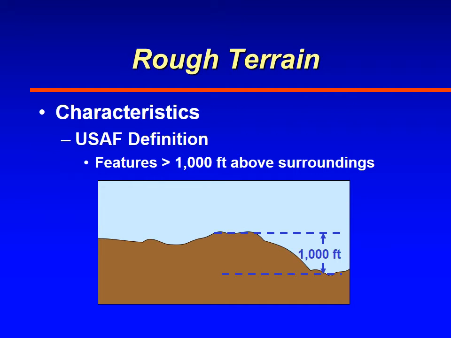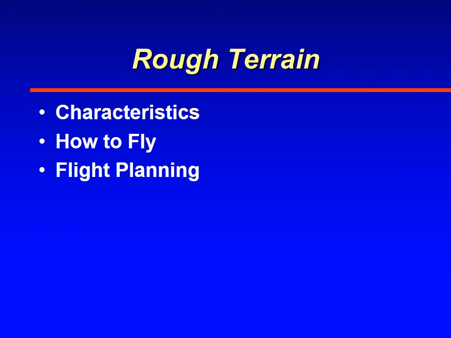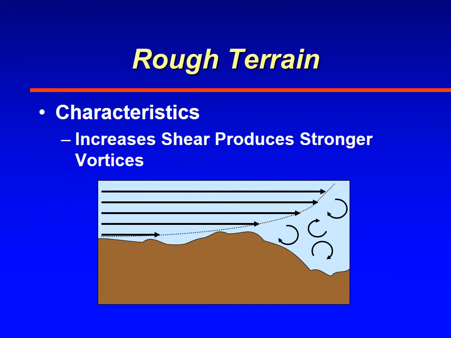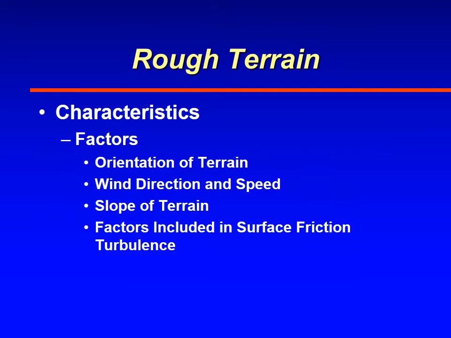The United States Air Force in their forecasting says that rough terrain is anything that sticks up 1,000 feet above the surroundings. So here we go. We're going to talk about the characteristics of rough terrain. Of course, as I mentioned, the surface irregularities increase the shear in the lowest layers of the atmosphere, and with stronger shear, you tend to get stronger vortices.